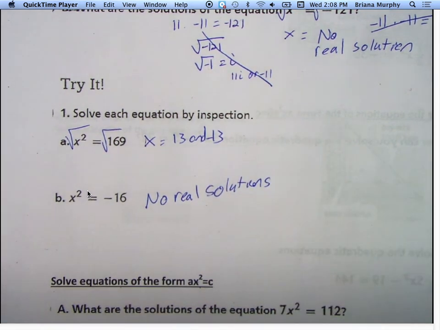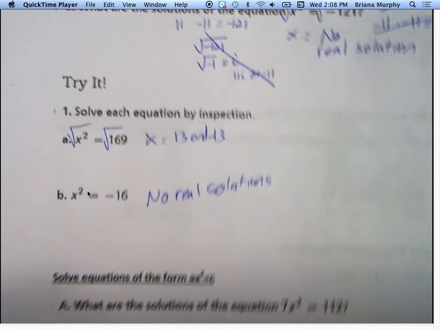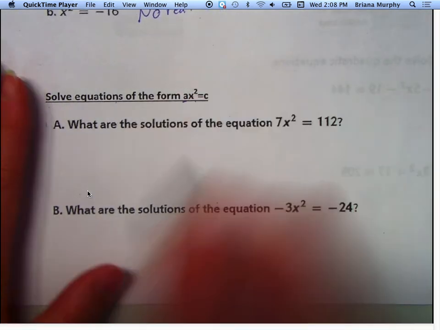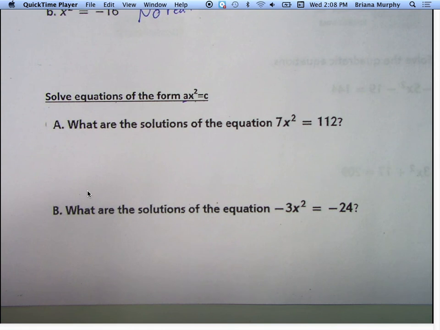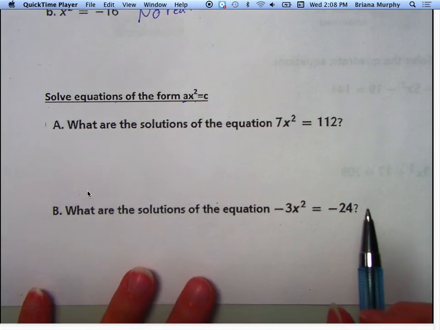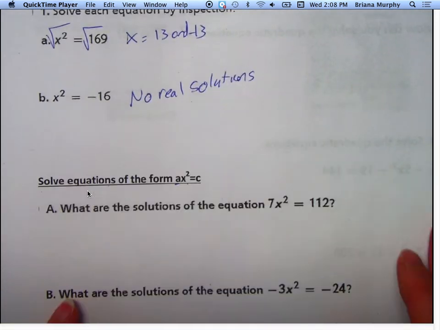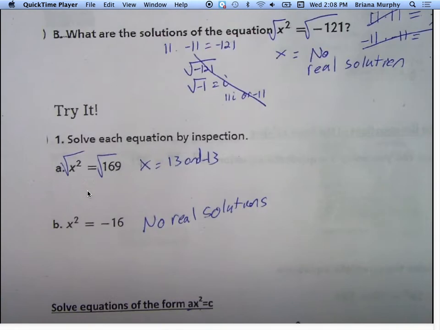Okay. Let's move on to if we have a number in front of x squared. Wait, so if it's always negative, it'll always be no real solution? Okay. So, except, Caleb, if we divide by a negative and then it goes away. I'm going to show you an exception to what I just said in just one minute. Letter A was 13 and negative 13. Number 1, letter A.